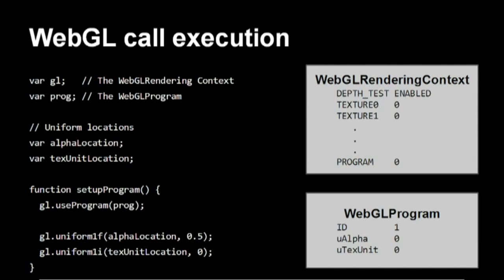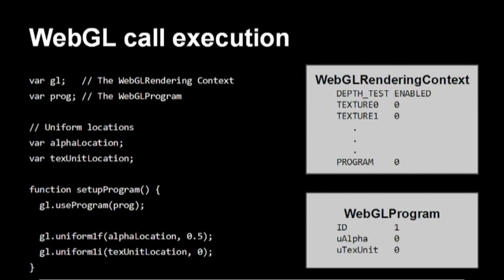So in this case, I'm going to give you an example. On the left, we have just a simple batch of code. It's just going to be interacting with the program, setting some uniforms, and then it's off on its way. On the right, I'm giving a diagram of what's happening in the totality of the rendering context, as well as what's happening with the individual program itself.